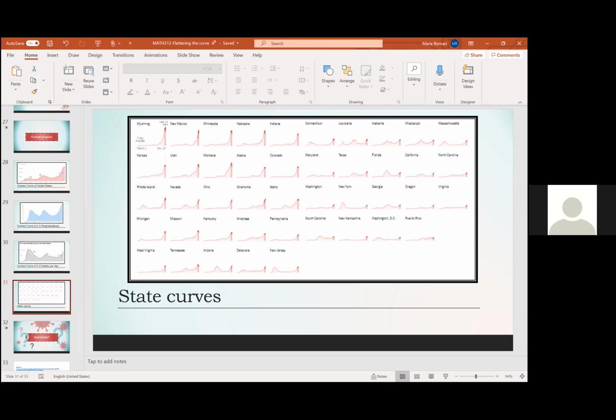And then we have a question from the class. Can a comparison be drawn with any other countries to help model what will happen with states like Wyoming, which are on a serious upswing for the first time?